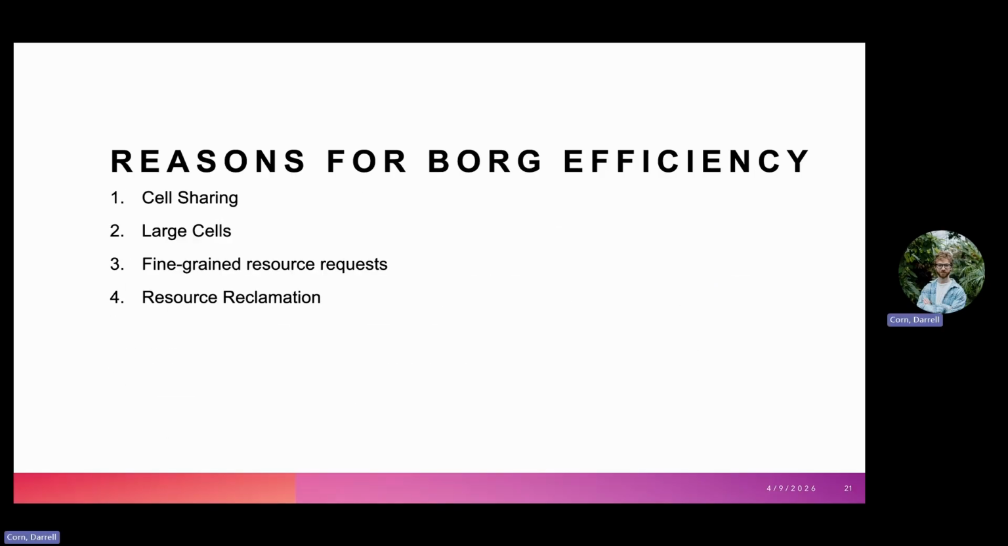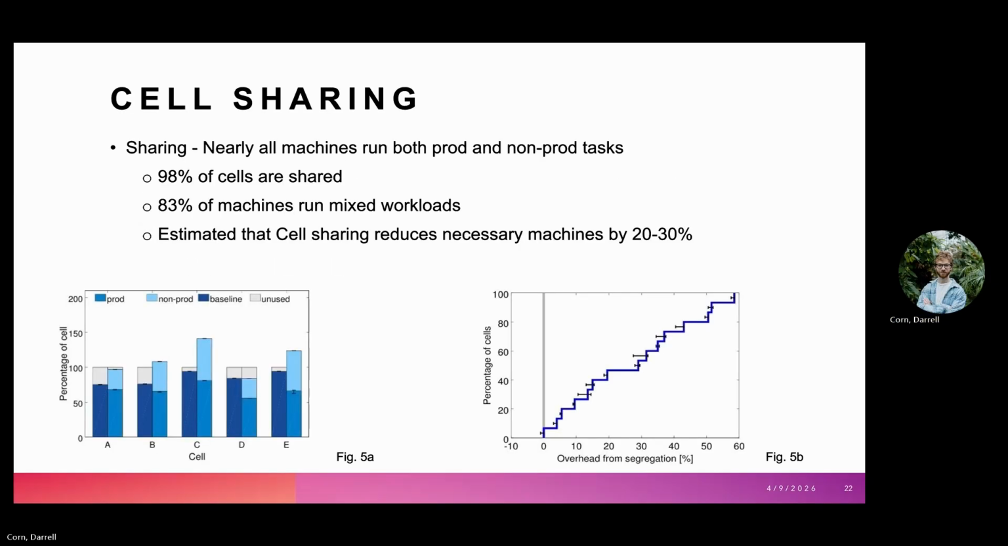So let's get into the experiments, and the authors designed experiments to showcase 4 reasons that explained the efficiency of Borg. The first reason for Borg's efficiency is due to cell sharing. And this refers to how jobs are shared across cells. So machines will run production and non-production tasks in the same cell. So 98% of Borg cells are shared, which means that cell sharing is happening all over Borg, not just some of it.